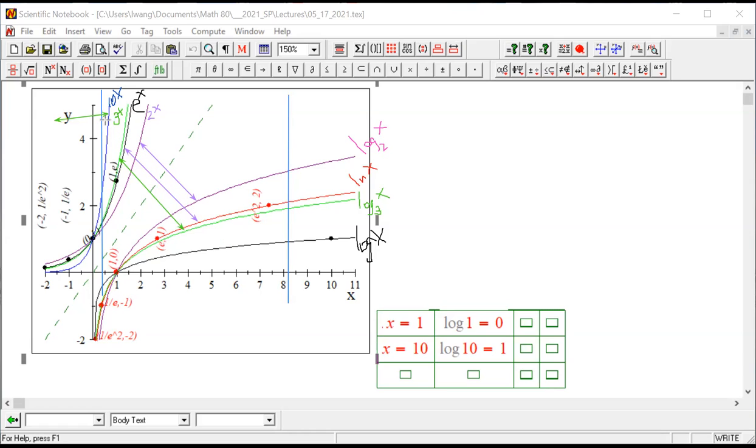Oops, I meant to have a different color. Okay, let's see what color I'm going to use. Let me use blue. Let's use the blue. It's hard to decide.